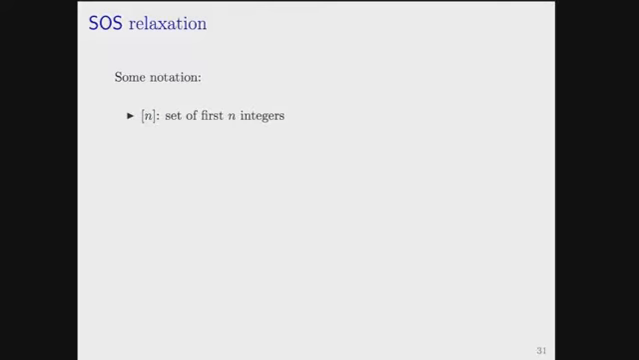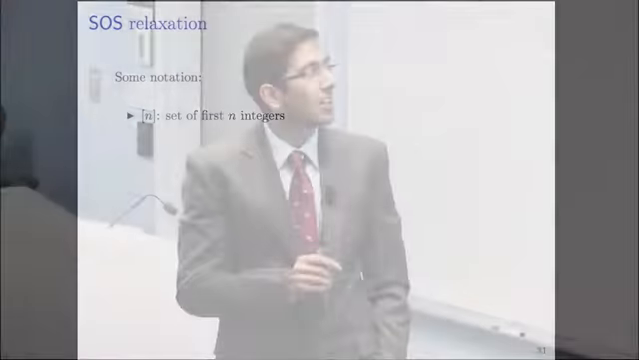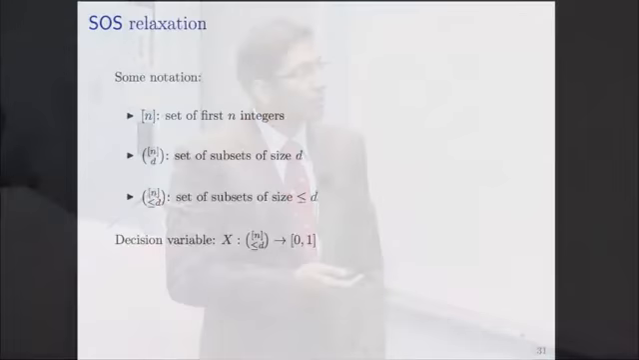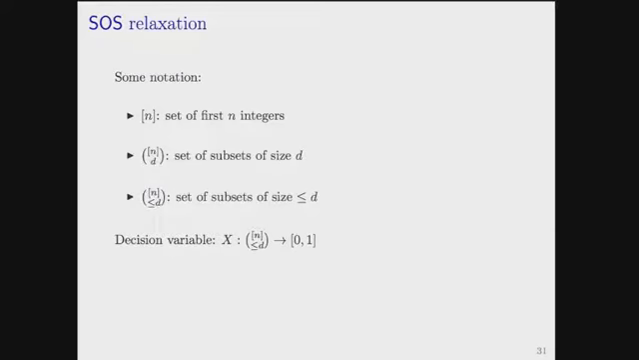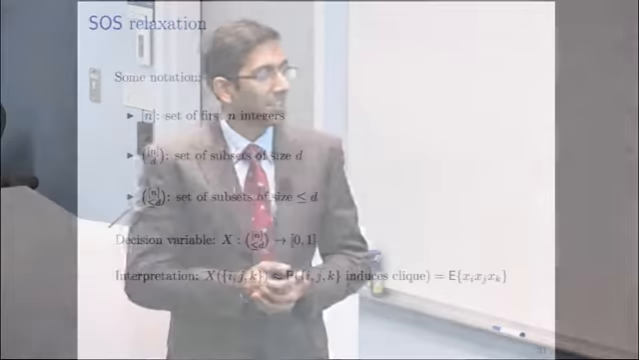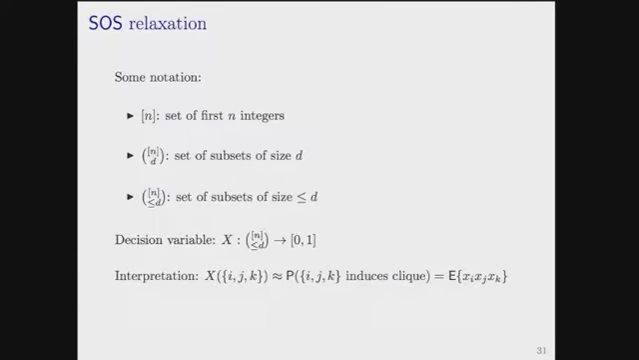So this will be a bit of notation that I really need to set up. [n] in braces is the first n integers. N choose D will be the set of subsets of size exactly D. N choose less than D is the set of subsets of size at most D. And the decision variable is something that takes a subset of size at most D and spits out a number between 0 and 1. The interpretation that I want you to keep in the back of your mind is that this number is kind of a probability or a moment under some appropriate distribution. This is not exactly right, but it's a useful mental model to have.